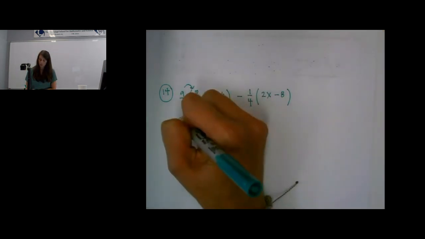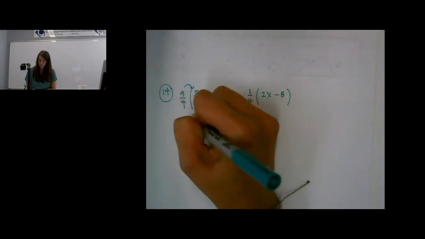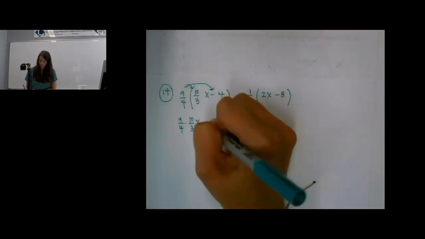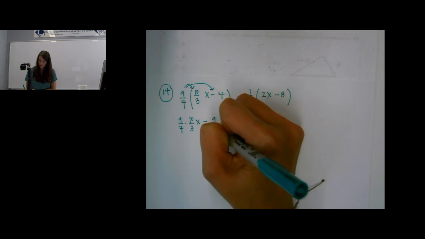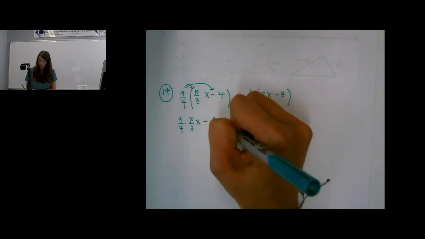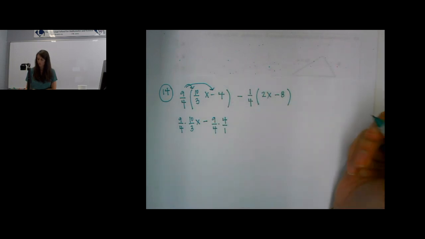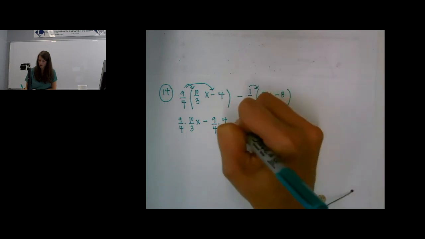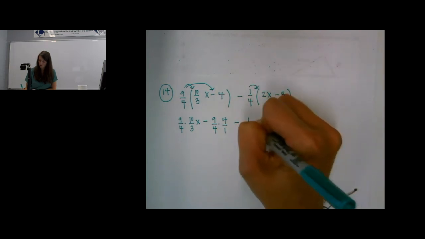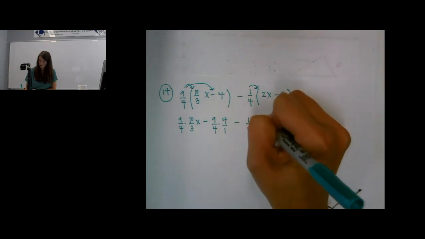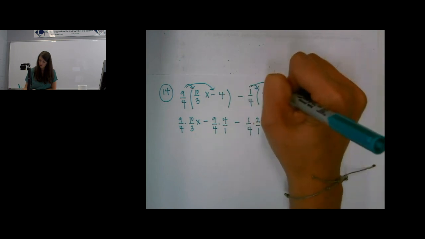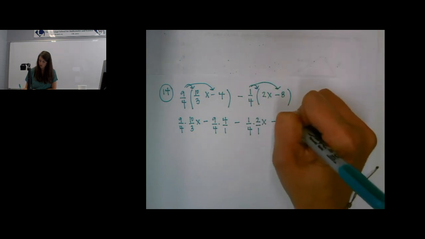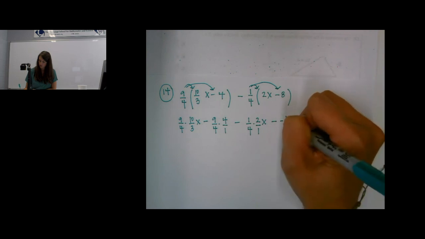So we'll take 9/4 times the 10 over 3, minus 9/4 times 4 over 1. That's like 4 over 1. Sorry, just going ahead and saying that. Negative 1/4 times like 2 over 1x. And that's a negative 1/4 times 8 over 1.